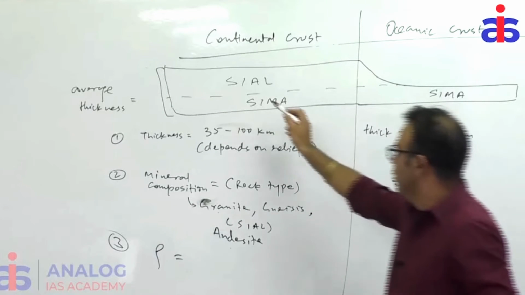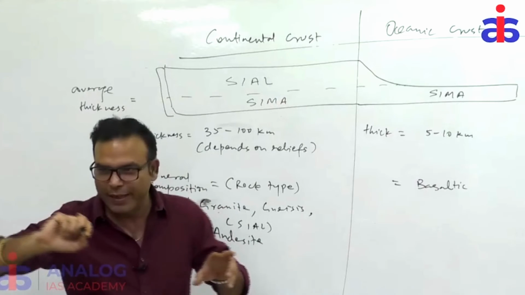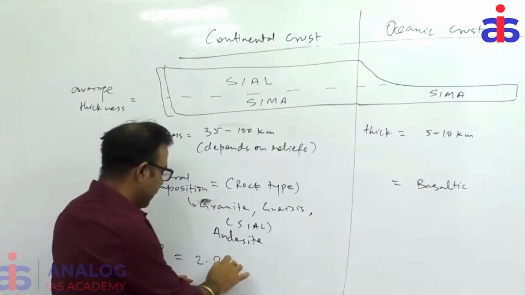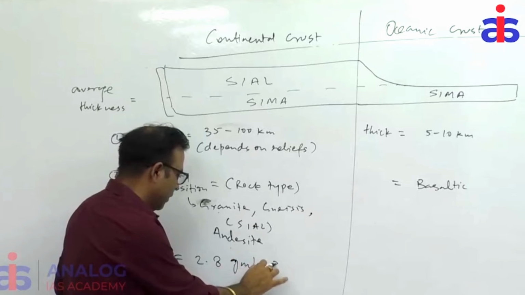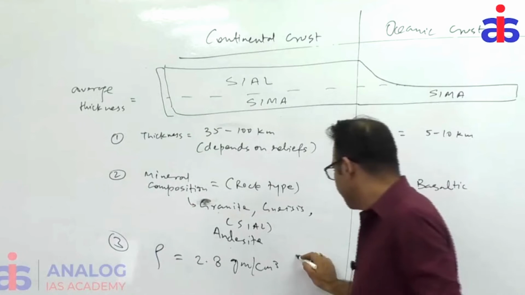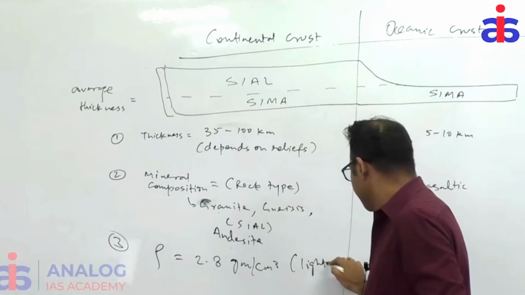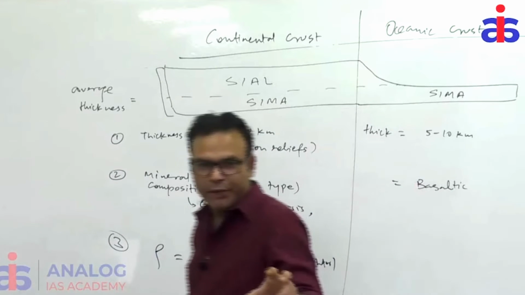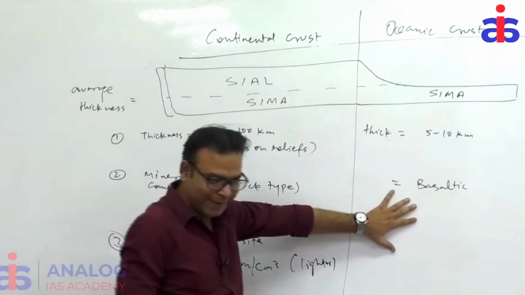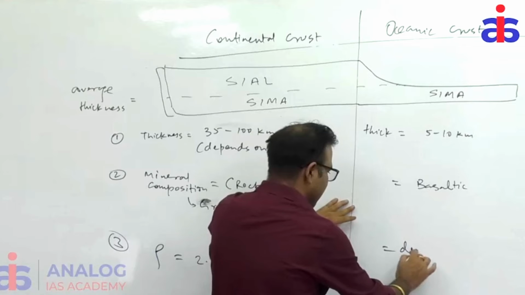Right, we know because of aluminium silicates of aluminum, the density is less, around 2.8 grams per centimeter cube. Lower density, this is lighter. So that's what continental crust is. It becomes lighter. Which is more dense, relatively? Basaltic rocks are denser. So these are denser.